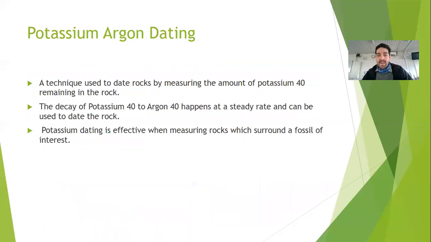Potassium-argon dating is just another method using half-lives. And this is where potassium-40 will decay to argon-40. And again, it happens at a steady rate, and we can work out the mathematics behind that. Now, we usually use potassium-argon dating, not for dating the actual fossil itself, but for dating the rocks which surround a fossil. And that gives us an assumption that if it's next to a rock, the fossil must have been buried around the same time.